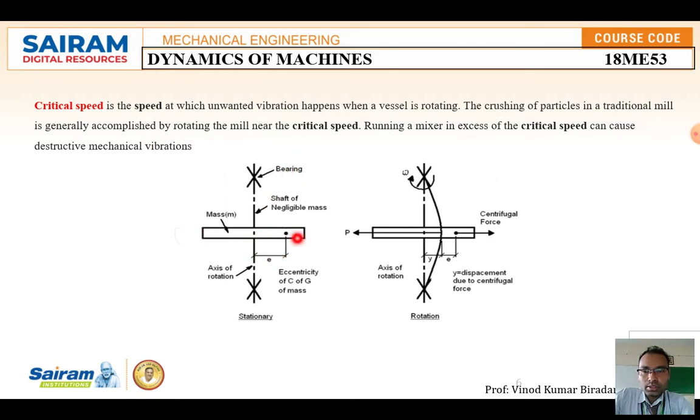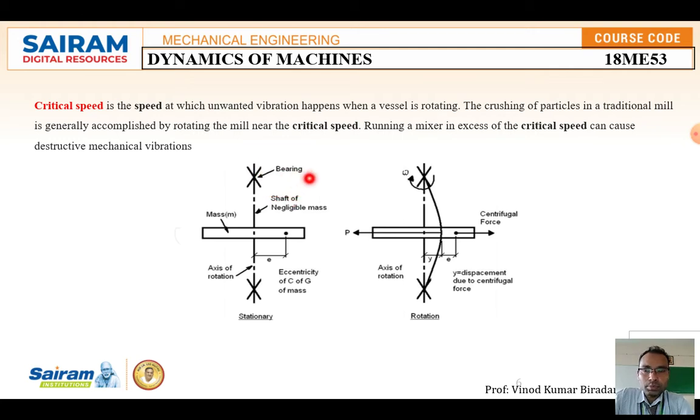Look at the diagram here. This is the shaft, upon which sometimes rotating parts are connected. When you switch on the given shaft, that is, the given component, it will rotate violently. The speed at which the shaft rotates violently is called the critical speed.